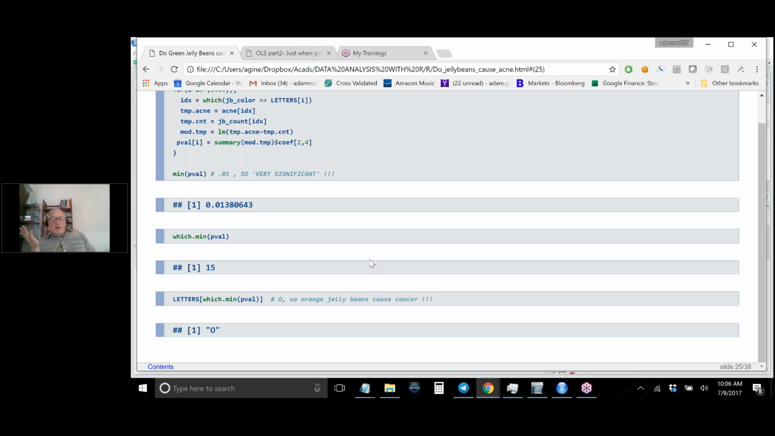And so why do I say that? Because when we ran the linear model for just the jelly beans that were orange, we got a p-value of 0.01. So we have to reject the hypothesis that the true value of the coefficient is 0, and accept the hypothesis that the true value of the coefficient for acne, for jelly bean count in relation to acne for orange jelly beans, is non-zero. So there we have it.